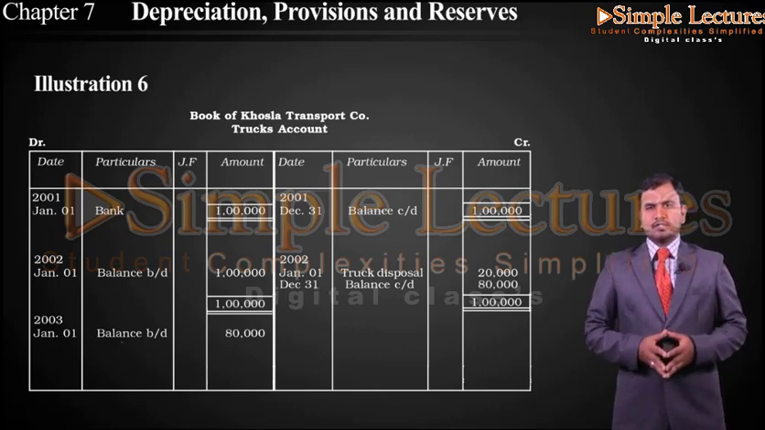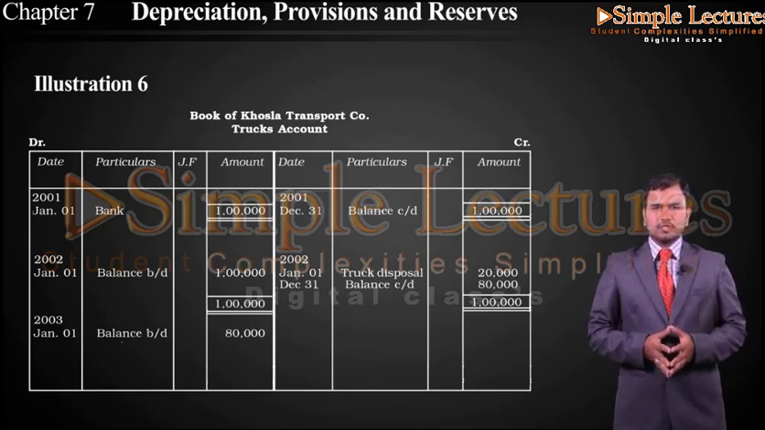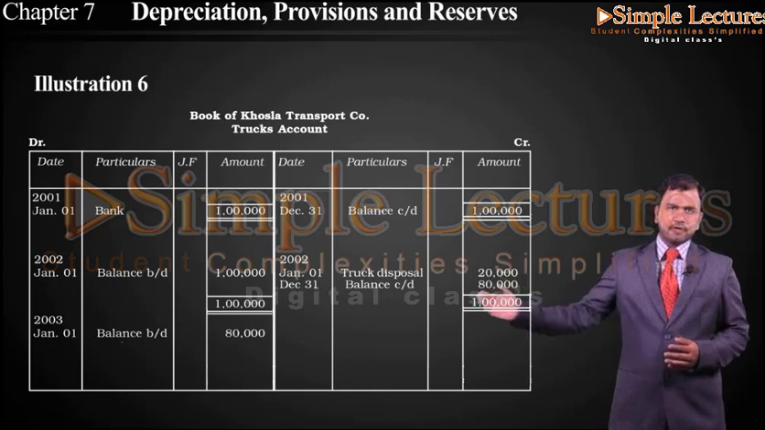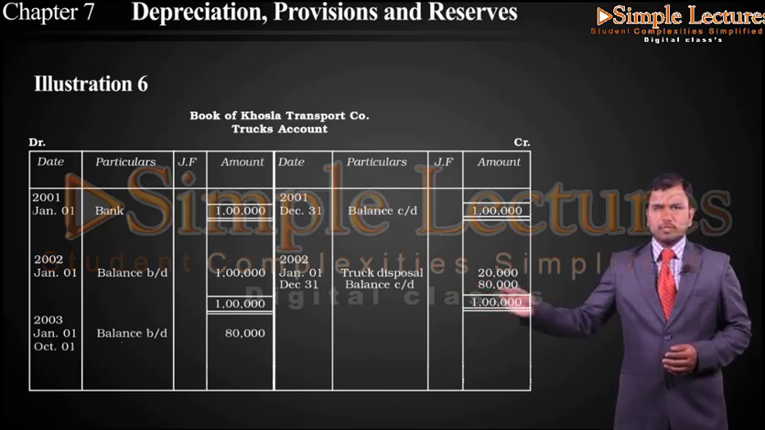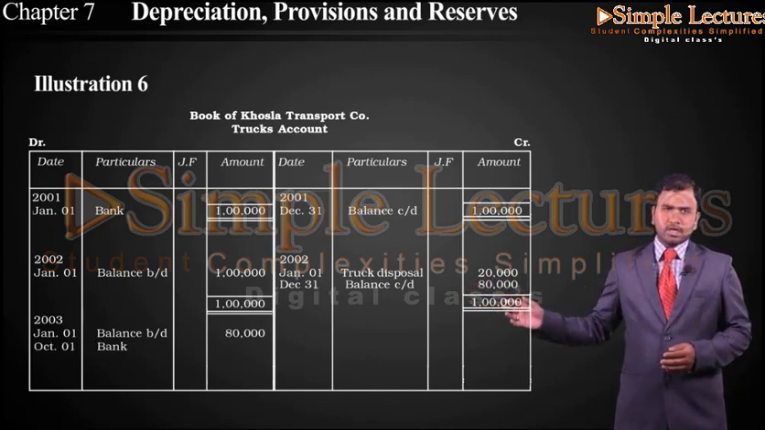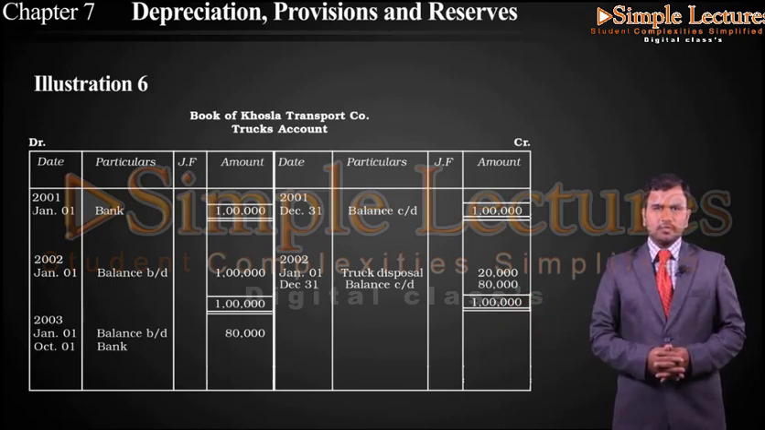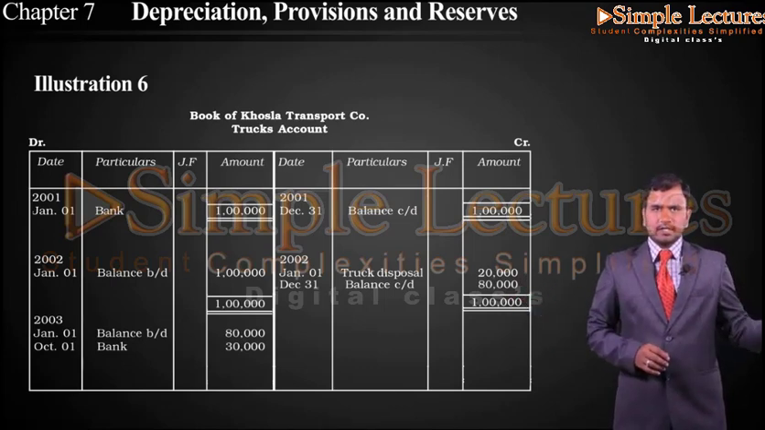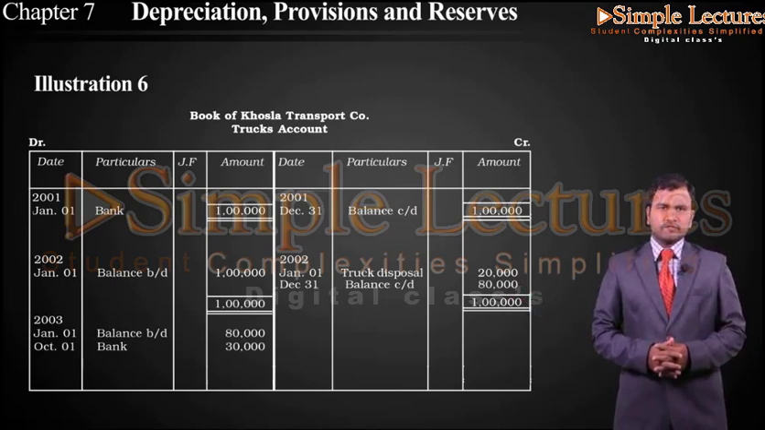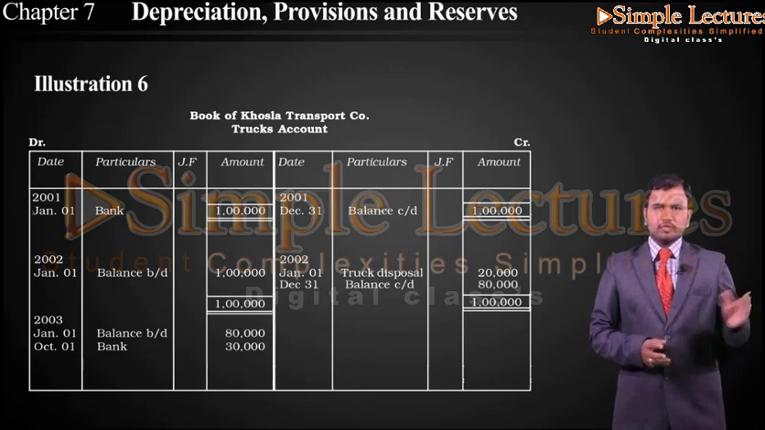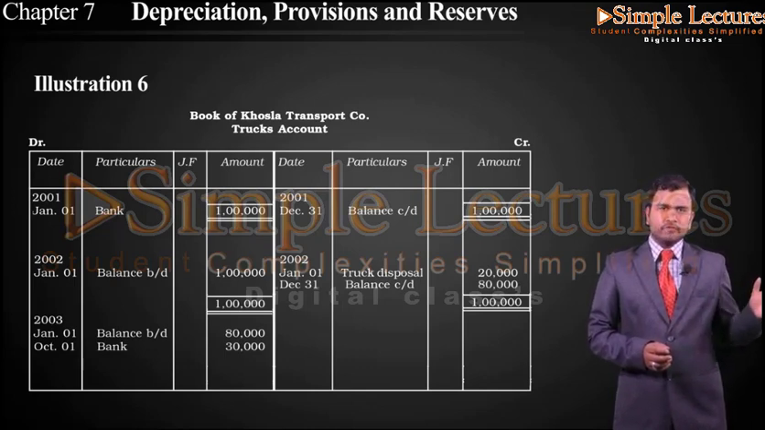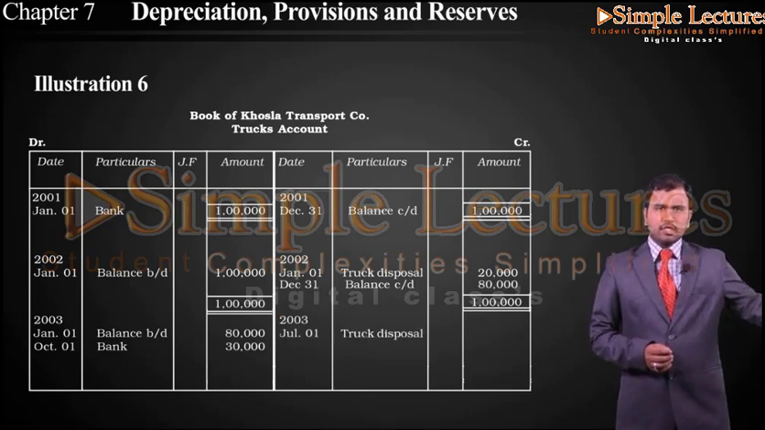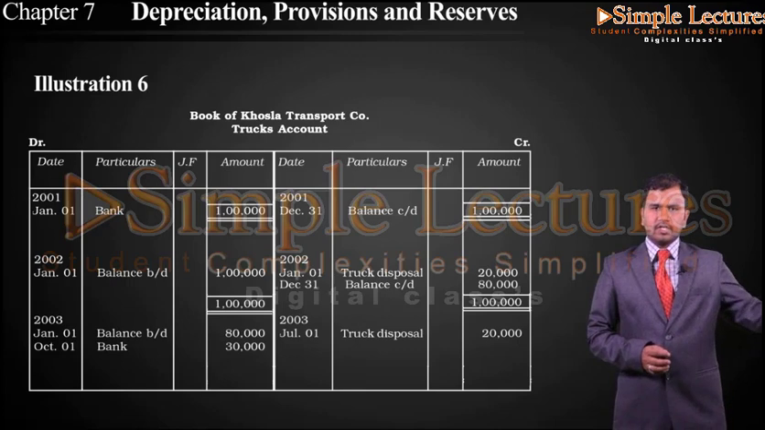Then coming to the third year, we have one purchase which is on 1st October. So it will be recorded in the debit side, 1st October 2003, bank account, in bracket purchase of new truck, which is 30,000. So in the amount column 30,000. And on the opposite side, in the credit side, in the year 2003, July 1st, we have sold one asset costing 20,000, which will be recorded in the credit side. 1st July 2003, truck disposal account 20,000.